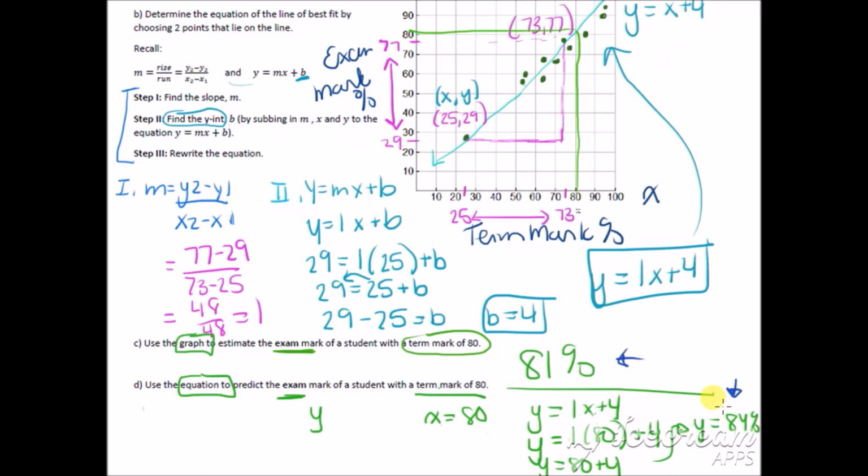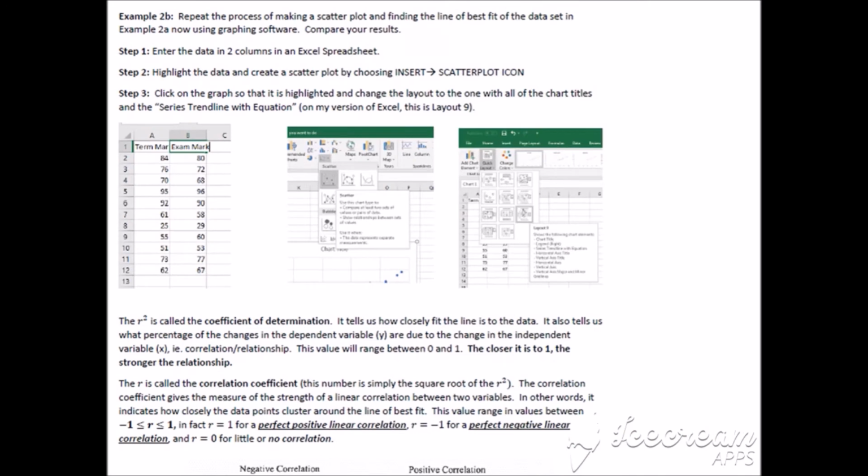For example 2b, we're actually going to deal with the exact same data set as in 2a. And we're going to repeat the process of making a scatter plot and finding the line of best fit of the data. But now what we're going to do is just use graphing software. So I'm just going to use Excel. Most of us have this through school on the cloud, so it's accessible. Okay, and then let's compare our values after, compare our results.